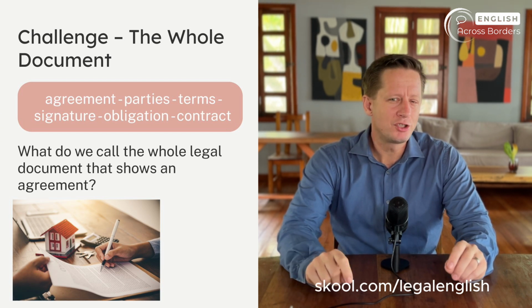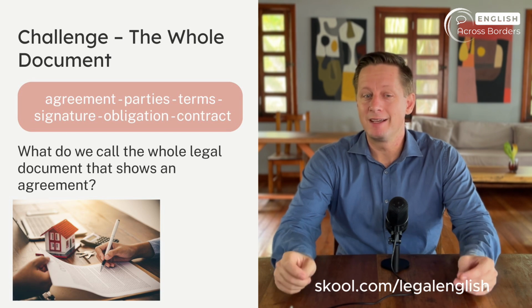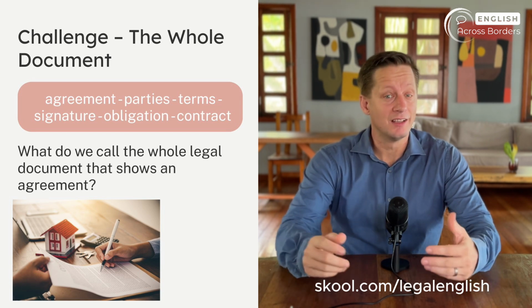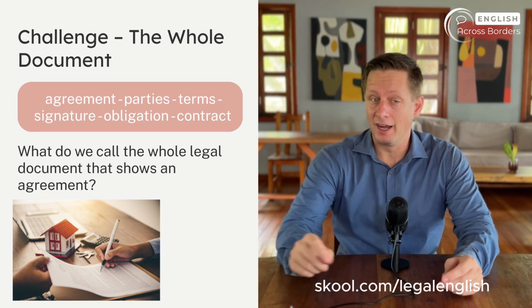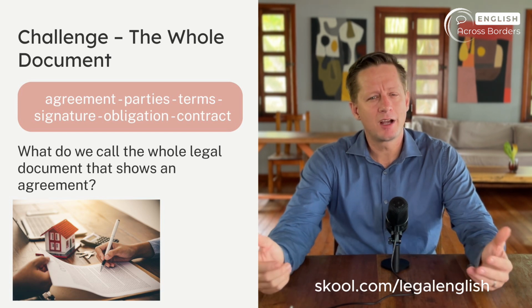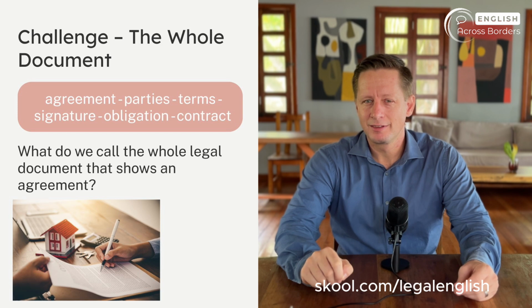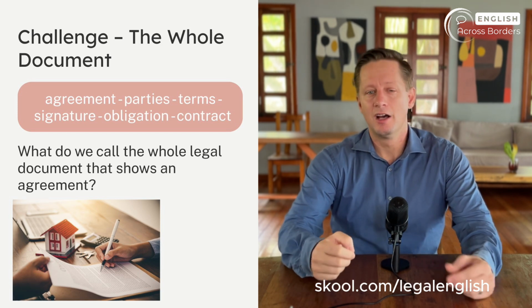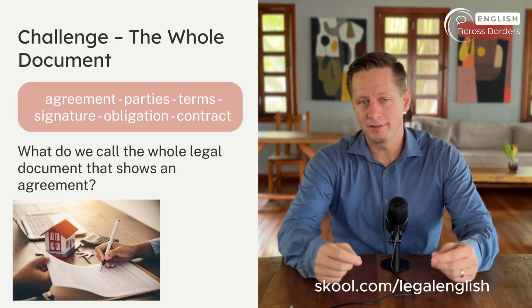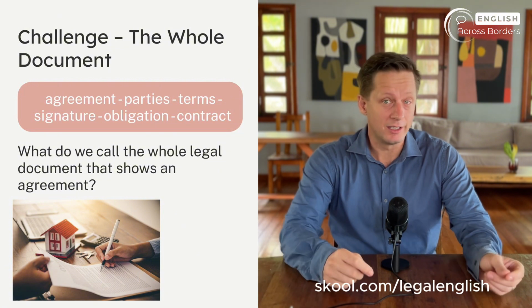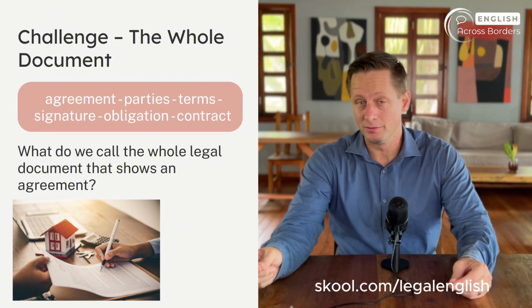What do we call the whole document that shows an agreement? Now, picture two companies making a deal. They list the terms, sign their names, and keep a copy. What is that document called? A contract. A contract is what makes the agreement real, clear, and enforceable.